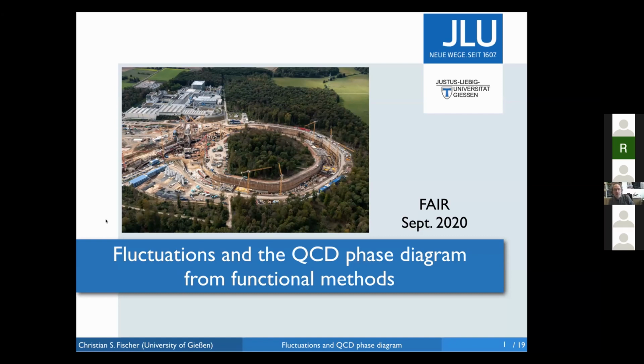So I thought I would start by presenting you a picture of FAIR. This is the current state of affairs as of September 2020. And I think everybody can clearly see work is going on, and we're looking forward to the time when CBM starts to be operational. So I will talk about fluctuations and the QCD phase diagram, this time from functional methods.